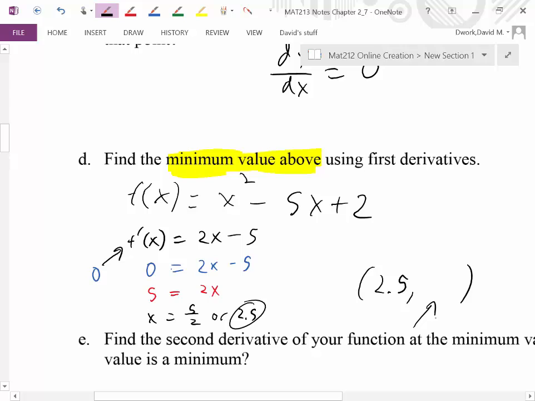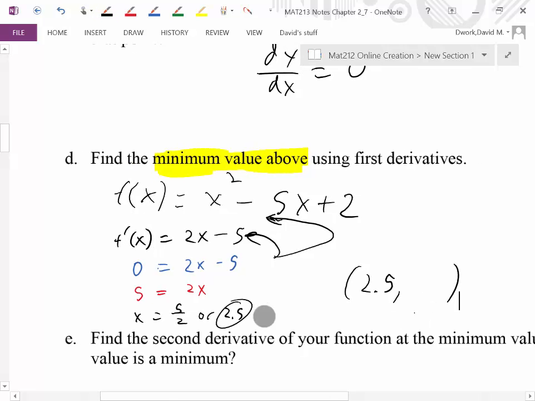But what do we fill in for y? How do we get that? Do we take 2.5 and substitute it into the derivative, or do we substitute it into the original equation? Stop and think. We want y values. We want y's. Does the derivative give us y's? No, that gives us slopes. Does the original equation give us y's? Yes, it does. So we're going to go ahead and substitute in 2.5 into our original equation.